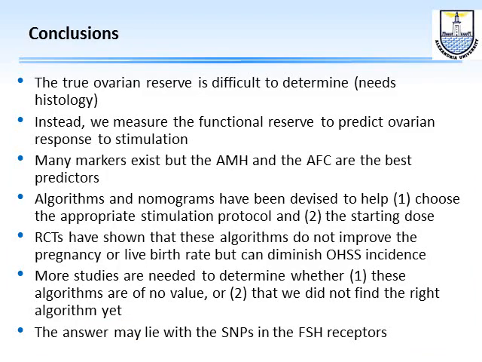So in conclusion, ladies and gentlemen, the true ovarian reserve is difficult to determine because it needs dissection, it needs histology. Instead, we measure the functional reserve to predict ovarian response to stimulation. Many markers exist to predict ovarian response, but AMH and AFC are the best predictors. Algorithms and nomograms have been devised to help two things: choose the appropriate stimulation protocol and determine the starting dose of FSH. But randomized controlled trials have shown that these algorithms do not improve the pregnancy rate or the live birth rate, but they can diminish the ovarian hyperstimulation syndrome incidence.